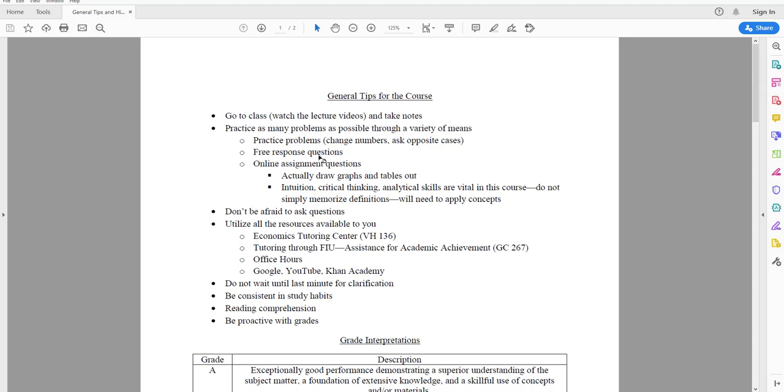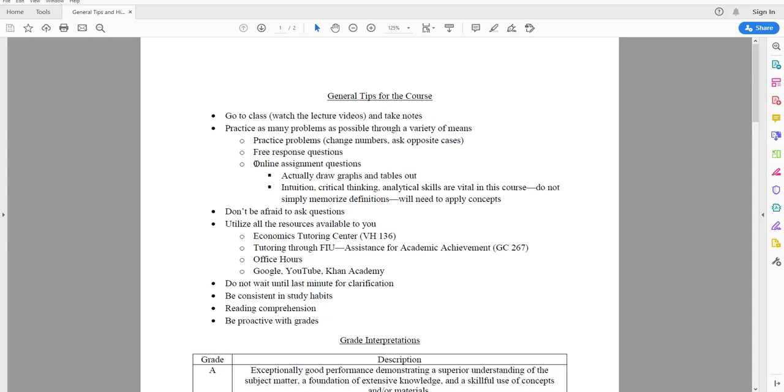Also, along with the same idea of this are the online assignments. These online assignments, they are all free response and short answer questions. They are not multiple choice. And with these online assignment questions, like we said before, these are more involved in the questions that you're going to see on the exams. So if you actually know how to do these online assignments, you're going to be really, really well off when exam time does come.